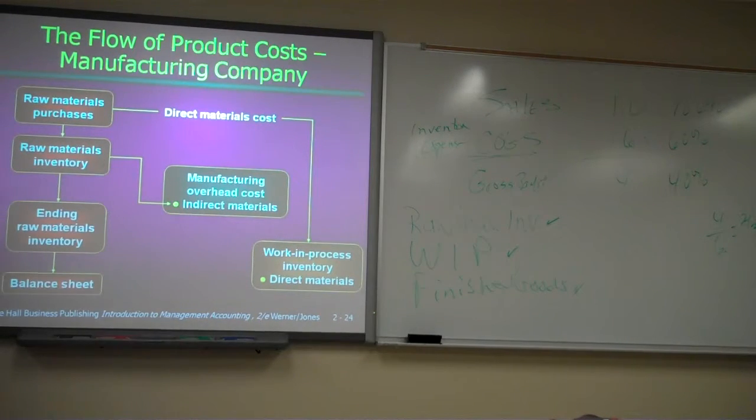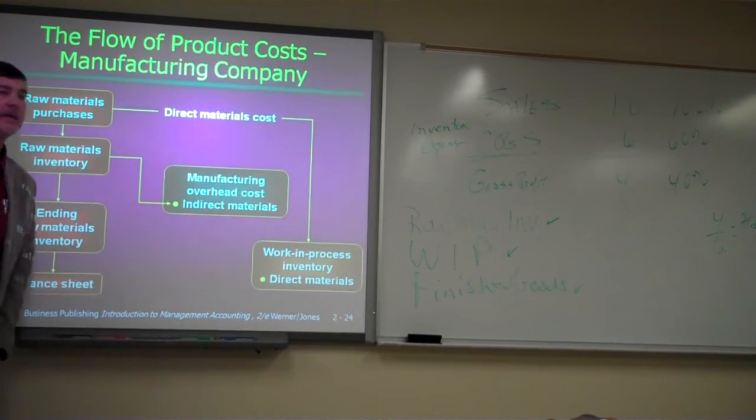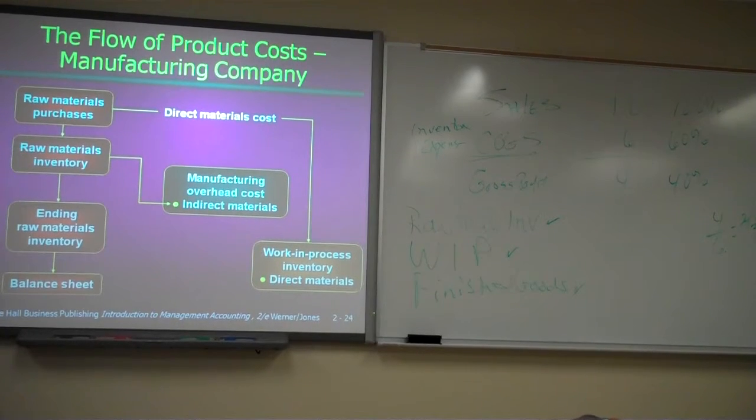Any raw materials that we use that are not directly traceable to our tables are going to go into manufacturing overhead as indirect materials. So you're compiling manufacturing overhead, you're compiling indirect materials. So questions on materials, you see the flow.